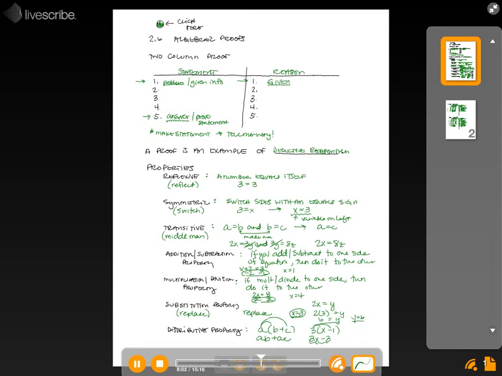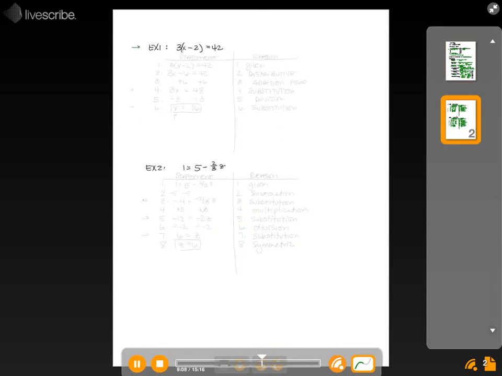Now we're going to use all those properties to do two examples. Example 1 here is 3 times x minus 2 equals 42. And we're going to set up a 2-column proof. Alright, first column, remember, is the statement column. The second column is a reason column. And our first statement is always our problem. So we're going to rewrite 3 times x minus 2 equals 42. And our first reason is always given.